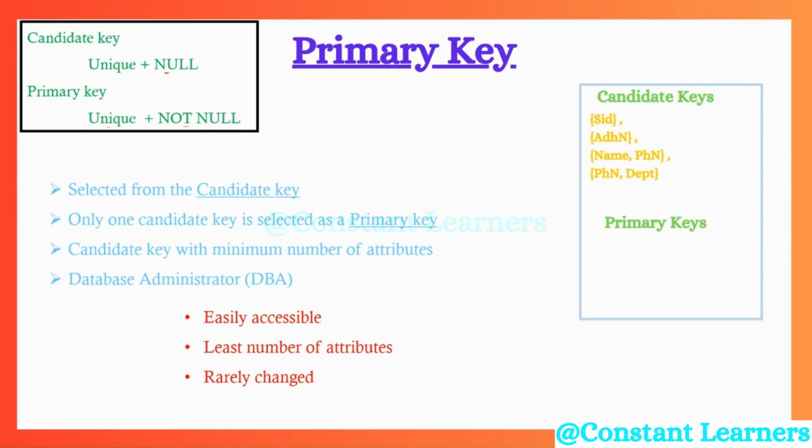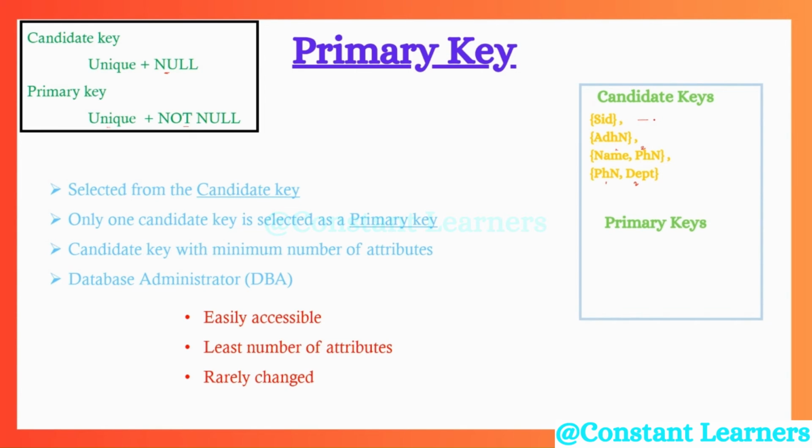Alright. Then the preference is given to the candidate key that has the minimum number of attributes. Now, what do we mean by that? See, here we have an example of candidate keys. So, here we have 4 candidate keys. First is the SID, that is student ID. Then we have the Aadhaar number. Then we have a combination of 2 attributes: one is name and the other one is phone number. And we have a combination of phone number and department, right?